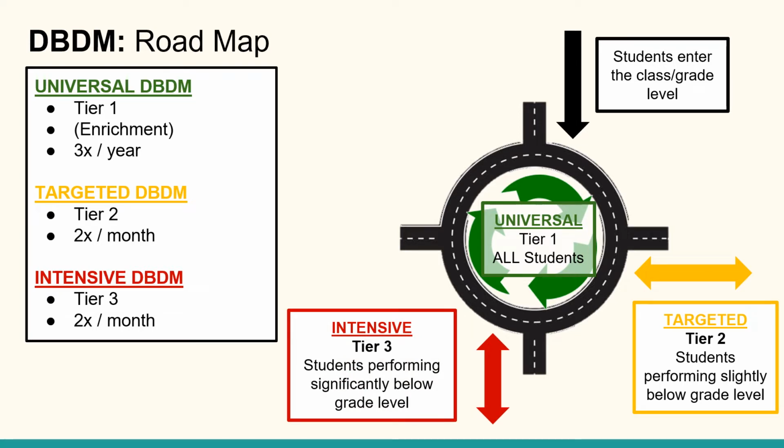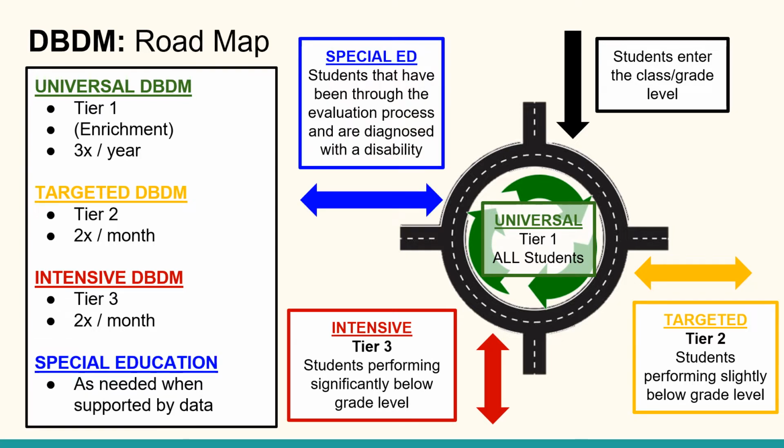Similar to the targeted DBDM system, students whose data indicates that they are significantly below level go through the intensive DBDM process to be matched to an intervention and monitor their progress. Again, students move in and out of this process as determined by the data and data decision rules and will continue to receive Tier 1 instruction at the same time they are getting these Tier 3 supports. Finally, there are some students whose data will indicate a more severe or urgent need in one or multiple areas, and they will enter the special education referral process.